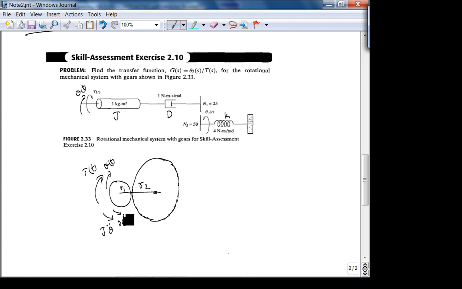Now, here is the tricky part. Are there any other forces, or torques, I'm sorry, acting on the first gear? No, it's not the spring. So what's happening here? Are these two in contact? So there is a contact torque, which is acting by Newton's third law, right? For every action, there's an equal and opposite reaction. So I'm going to arbitrarily pick the direction of this contact torque. It's going to act in one direction on gear 1 and the opposing direction on gear 2. Is that clear?